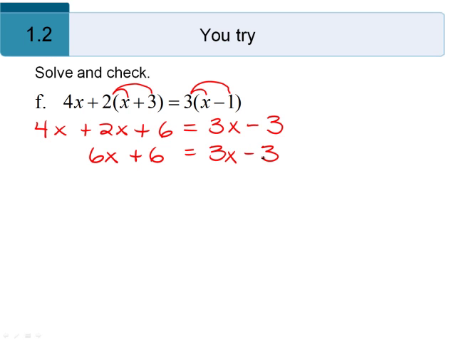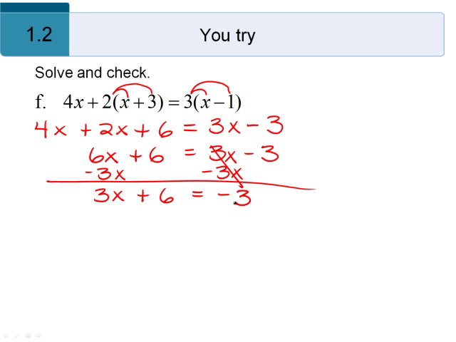Now we're back to what we were doing a few minutes ago. We're going to move the 3x to the left. I'm going to move the variables to the left, so I'm going to subtract 3x from both sides. Now 6x minus 3x is 3x plus 6 equals negative 3. Okay, that comes down. Now we have to move the constant. So I'm going to subtract 6 from both sides.